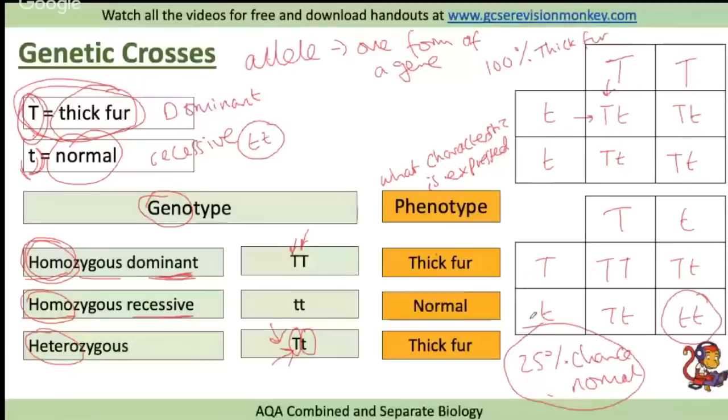In higher tier, you will have to read some information in a question and draw your own genetic crosses from scratch. So in higher tier, they will talk to you about a situation and whether something's homozygous or heterozygous, and then ask you to complete the crosses.